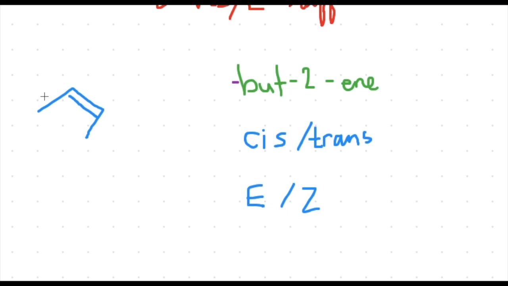We still have a but-2-ene. We have 4 carbons, and on carbon 2, we have the double bond. So we still have the same compound. However, because the bond is pointing in a different direction, we are now going to have to put a different prefix in front of the name.